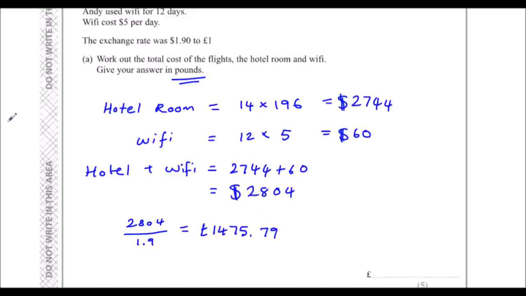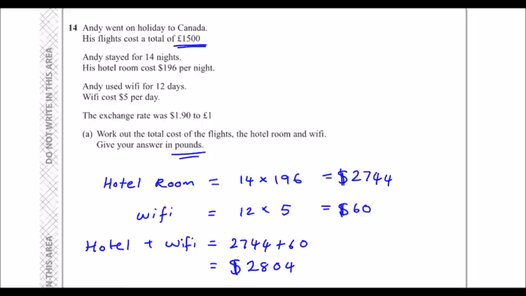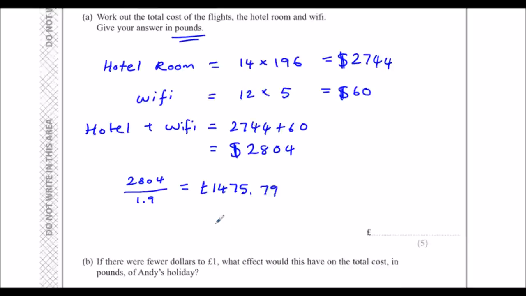And there's one more thing we need to add on. So the flights were 1,500. So 1,500 plus our answer. So plus 1,500 on. So his total price in pounds is £2,975.79.